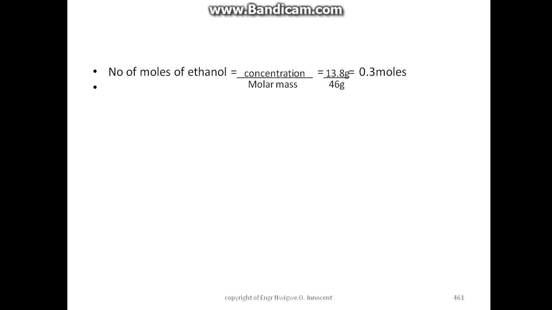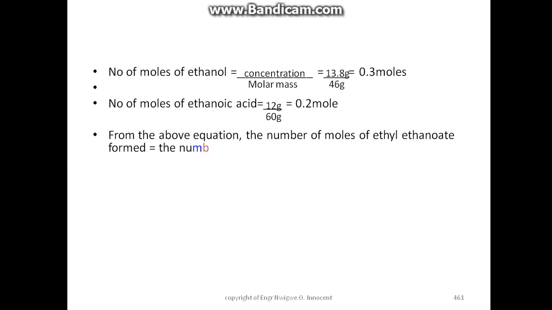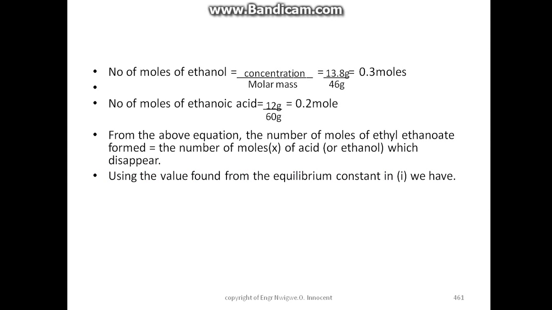Number of moles of ethanol is equal to mass over molar mass, which is 13.8 grams over 46, giving us 0.3 moles. Number of moles of ethanoic acid is equal to 12 grams over 60 grams, which will give us 0.2 moles. From the above equation, the number of moles of ethyl ethanoate formed is equal to the number of moles x of acid or ethanol which disappeared. Using the value of the equilibrium constant from part I, we have 3.92 is equal to x squared over 0.2 minus x times 0.3 minus x.